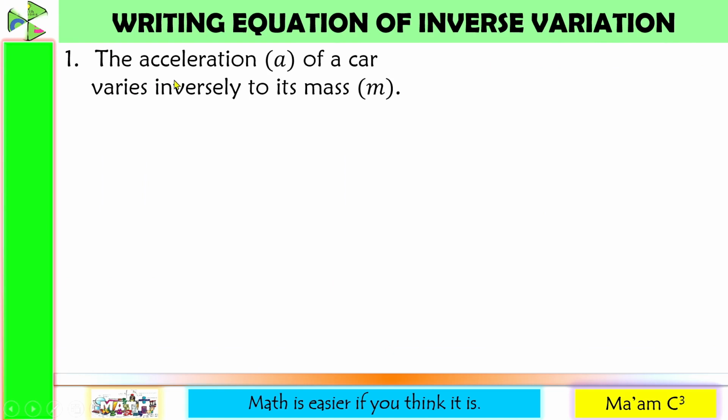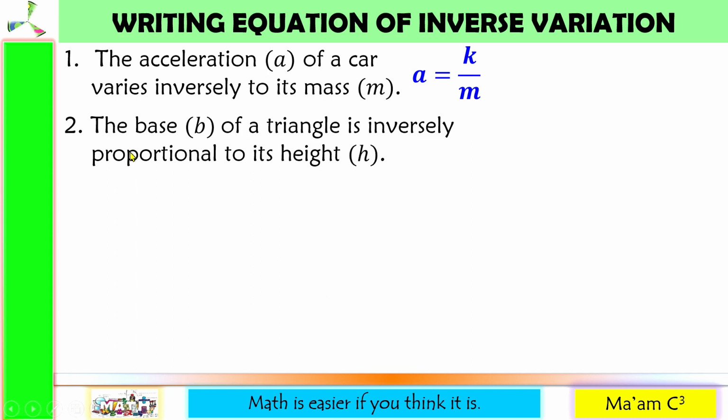First one, the acceleration a of a car varies inversely to its mass m. So a is equal to k over m. A is inversely proportional to m. Another one, the base b of a triangle is inversely proportional to its height h. So b is equal to k over h.